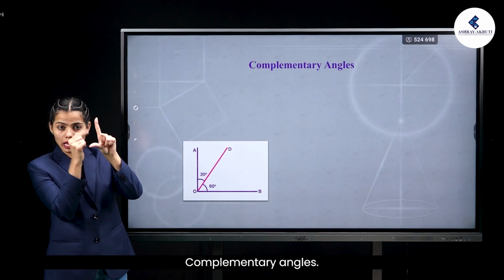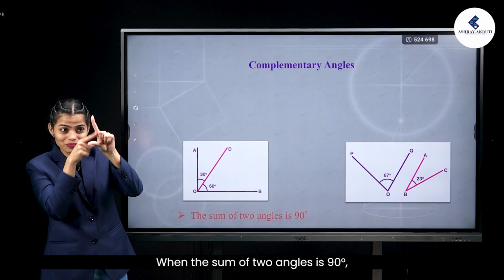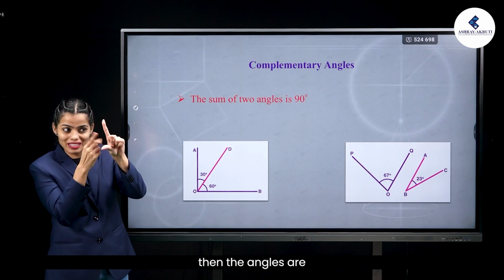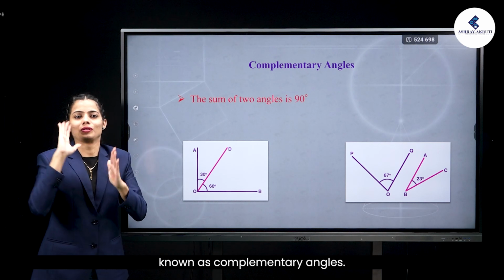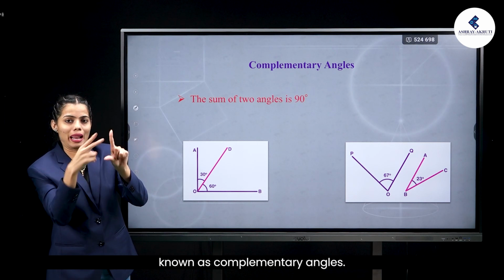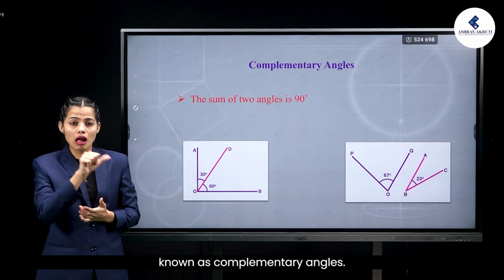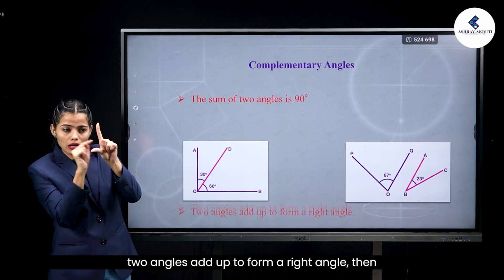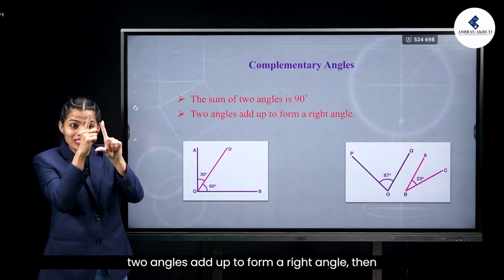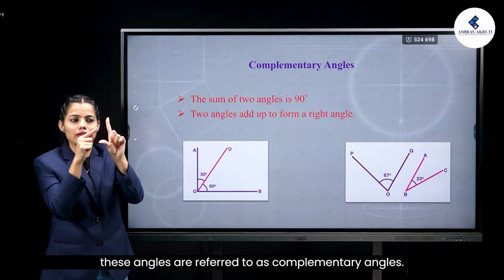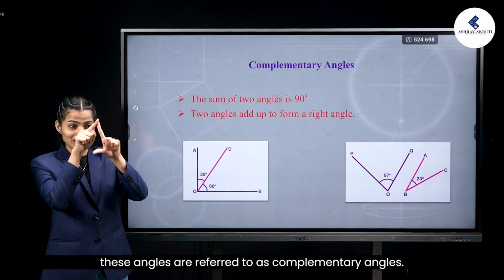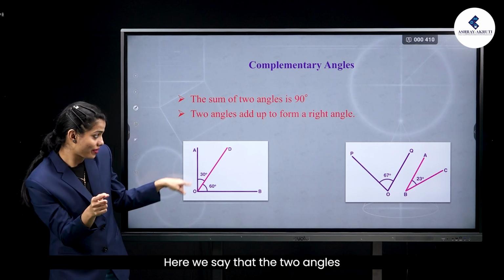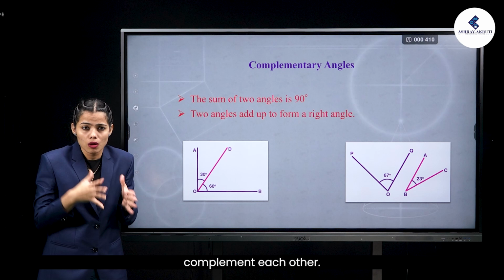Complementary angles. When the sum of two angles is 90 degrees, then the angles are known as complementary angles. In other words, if two angles add up to form a right angle, then these angles are referred to as complementary angles. Here we say that the two angles complement each other.